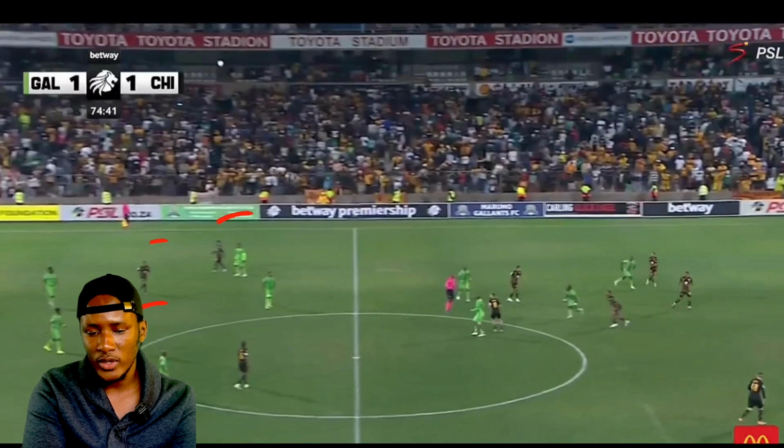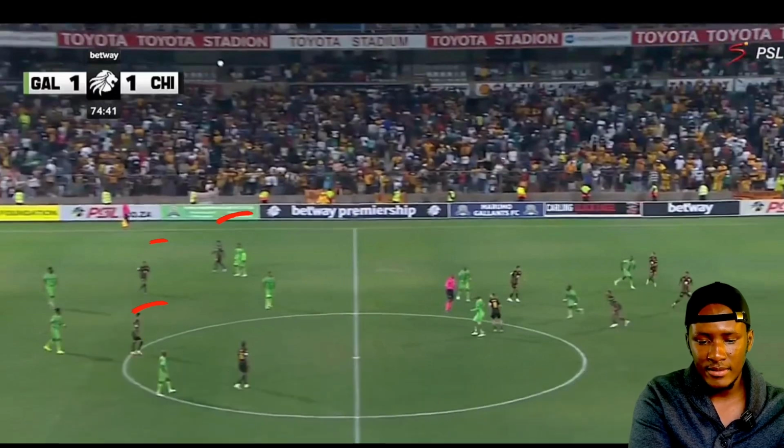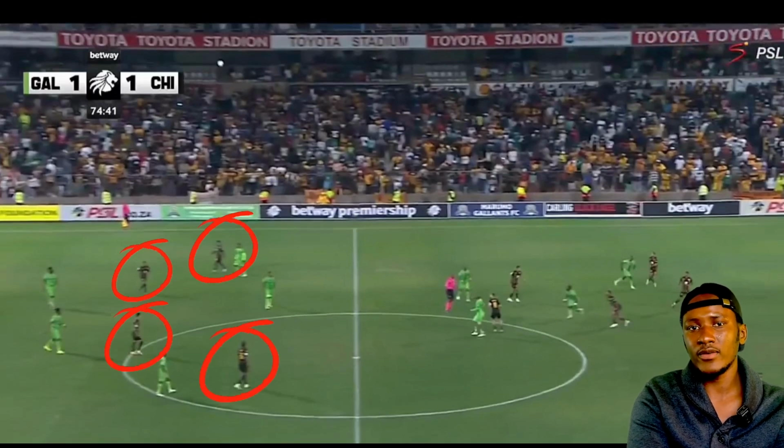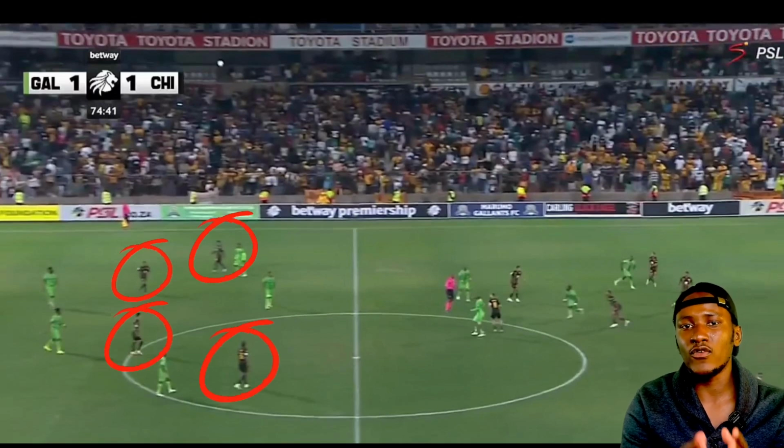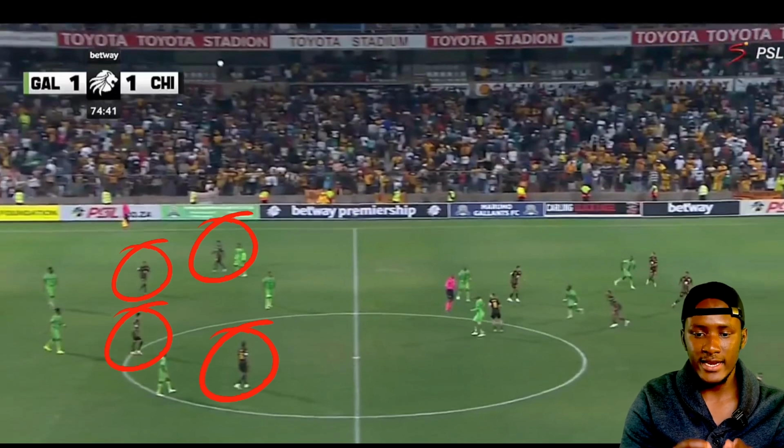Before we talk about that, you see there are guys there on top of your picture. 4 of them, right? There are 4 people ready for Kaizer Chiefs when they win the ball. They are ready to say, if we win the ball, we are going to do something.